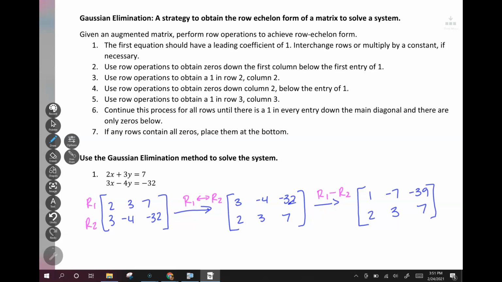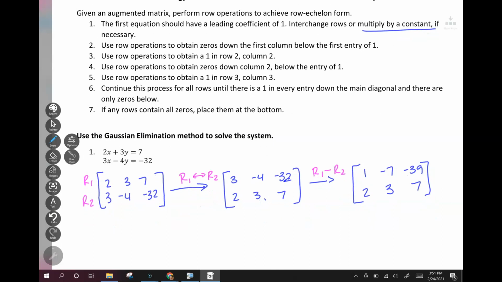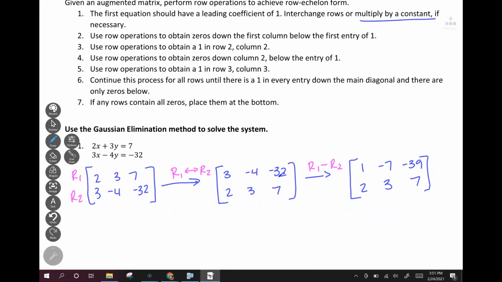Great. The reason I did that instead of multiplying by a constant is because then I would have been left with a lot of fractions to deal with. And who wants to do that? It's always easier if you can keep your numbers whole numbers. Of course, keep in mind you could always multiply an entire row by the denominator to get rid of any fractions if you want to.